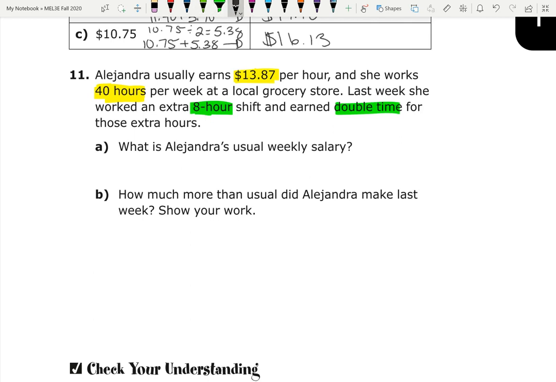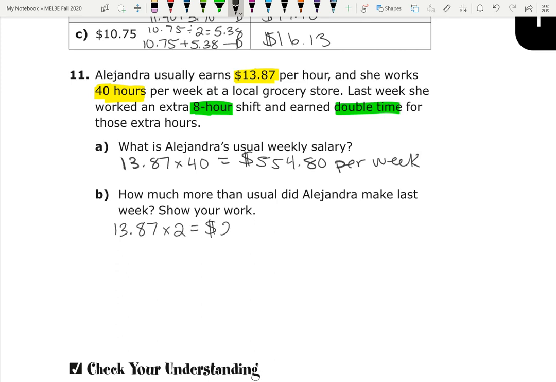So what's her usual weekly salary? That's highlighted in yellow. So we're going to take $13.87 and we're going to multiply by how many hours she usually works. So she usually gets paid $554.80 per week. And how much more than usual did Alejandra make last week? Well, let's figure out what her double time is. So I'm going to take her hourly rate and I'm going to multiply it by 2. So her double time pay is $27.74.